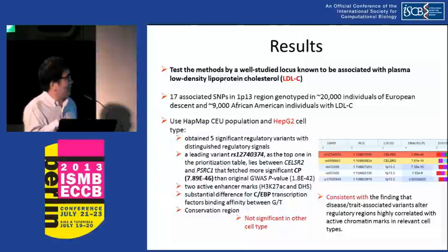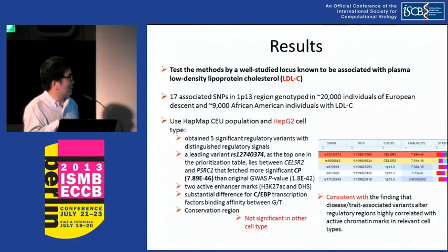Especially the leading one is this RS variant, on the top of the table, and also the significance score changes from 10 to the minus 42 to minus 46. And also we found 2 active enhancer markers, H3K27 and DHS on that site. And also we found the binding site, where the 2 alleles have different binding affinity around this binding site.